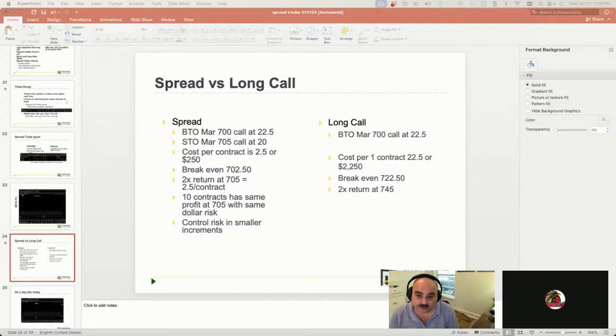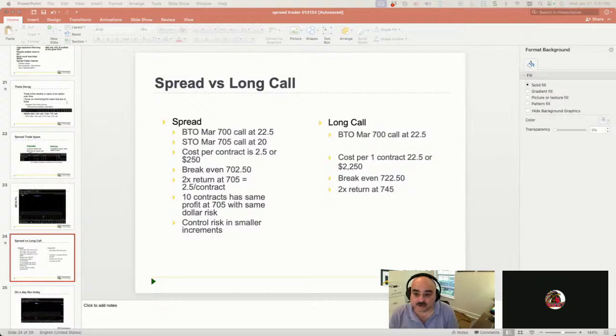But let's look at some characteristics. Let's look at the break even. First off, the break even of the spread trade is with Costco at 702.5, because that's what I paid, $250. The break even of the long call is $722.50. So Costco's got to close $20 higher for the other one to break even.